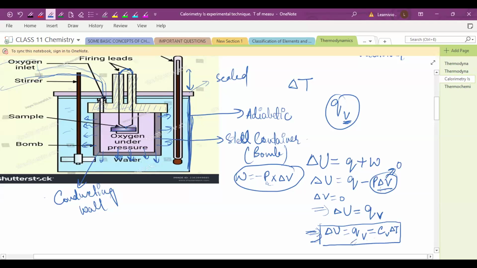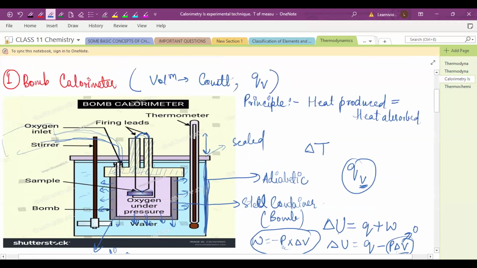When we talk about the bomb calorimeter, always remember the volume should be constant. Volume should be constant, and from the bomb calorimeter, we calculate the delta U, the change in internal energy.